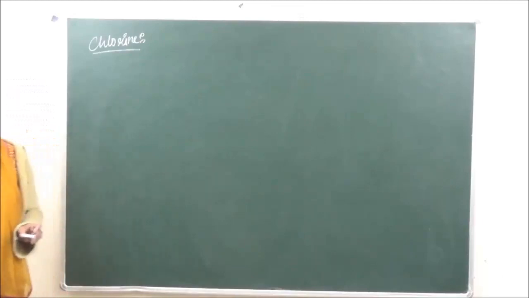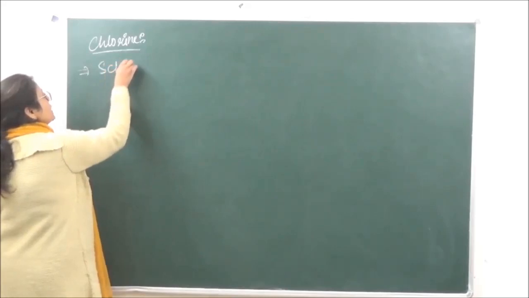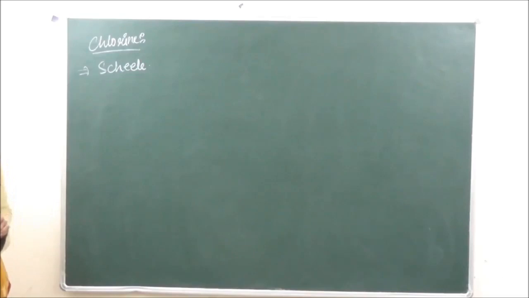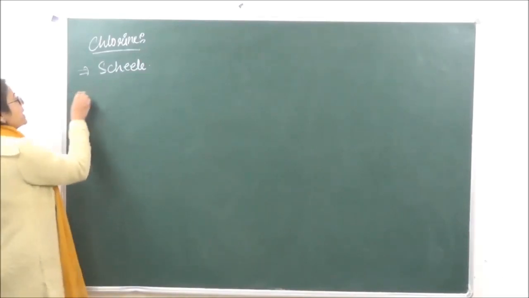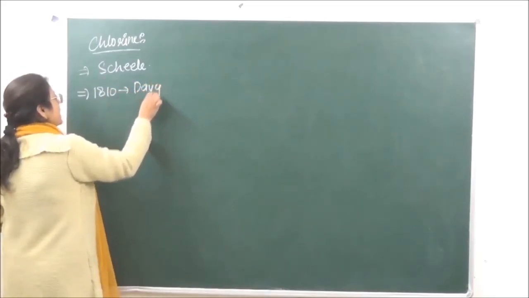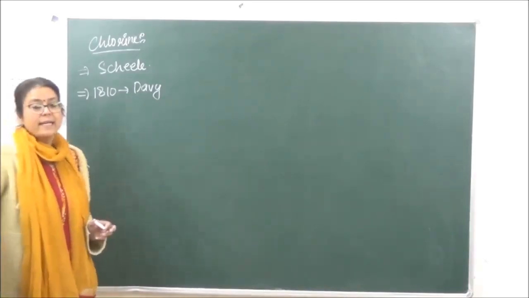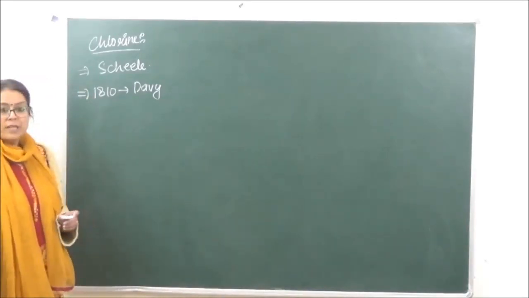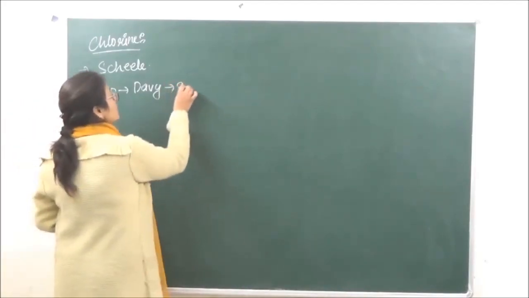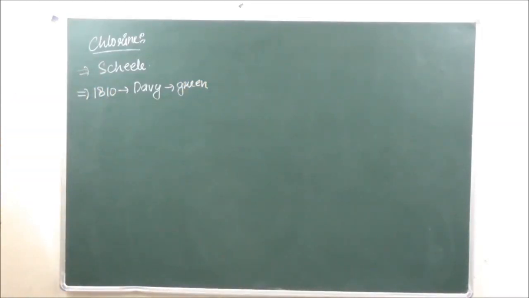Now when we are talking of chlorine, that was discovered by Scheele. Scheele was the scientist who first gave us an idea of chlorine, and in 1810 Davy was the scientist who gave us the elementary idea of chlorine. ठीक है? And he was the one who named it chlorine due to its color, which is greenish yellow. So chlorus, that comes from the word green, right?